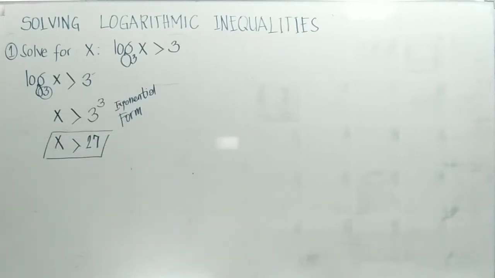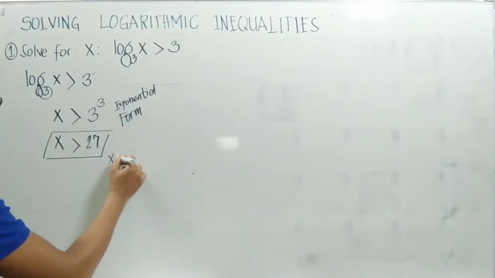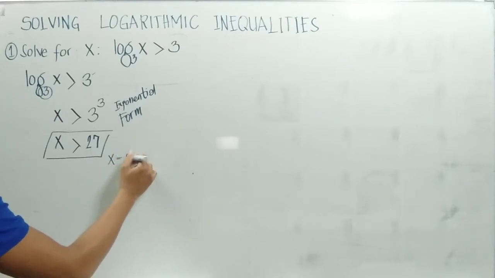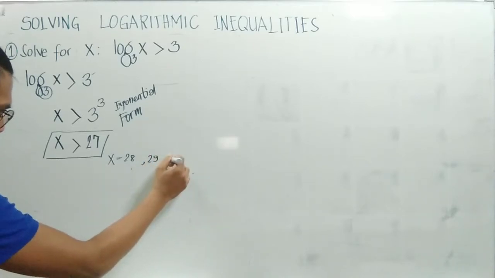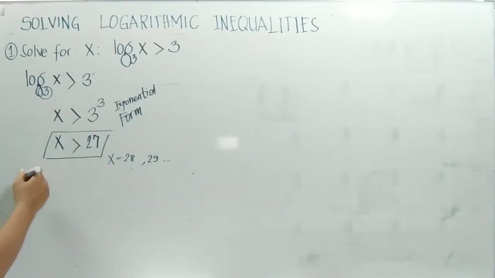Okay? So when x is greater than 27, so the values possibly are x greater than 28, 29, and so on. Okay, writing it using your interval notation, we have your parentheses from x, okay, from 27 until positive infinity.